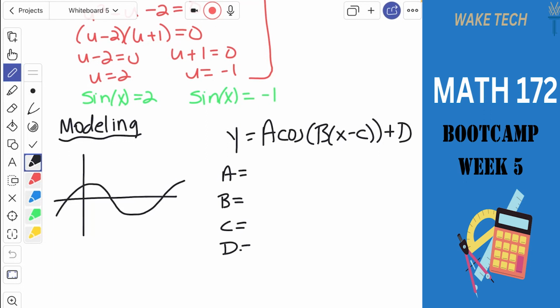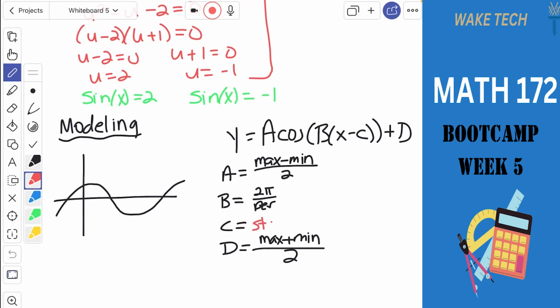A and D actually had equations we could use to calculate them. A is max minus min over 2. D is max plus min over 2. B also had an equation: it's 2 pi divided by the period. C was the only one that didn't have an equation, and is a little more annoying to work with, but C was the starting point of a sine or cosine cycle.